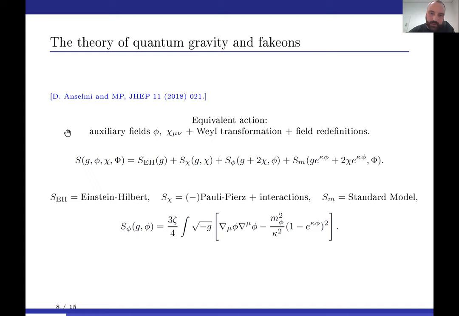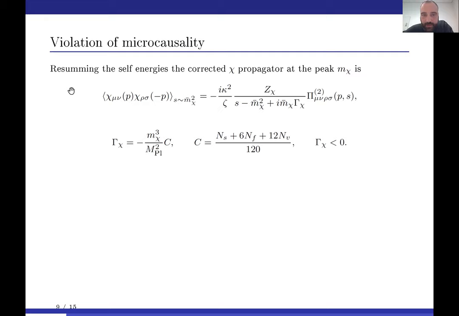So in our paper, we compute the self-energy of all of these fields. In particular, you can compute the Fakeon self-energy and resum it at one loop around the peak of its renormalized mass. So you can extract the width of this Fakeon. The width of the Fakeon is negative, and this is a signal of violation of microcausality. You can easily see that.